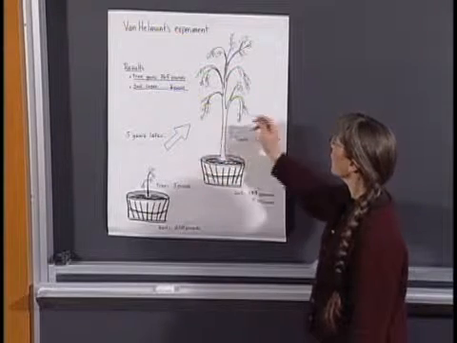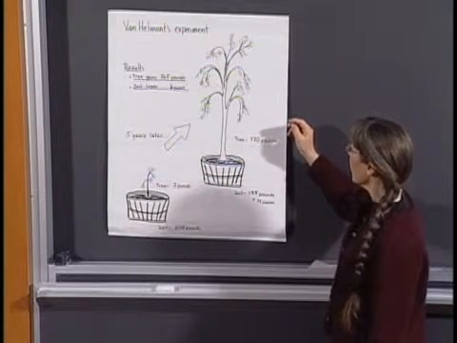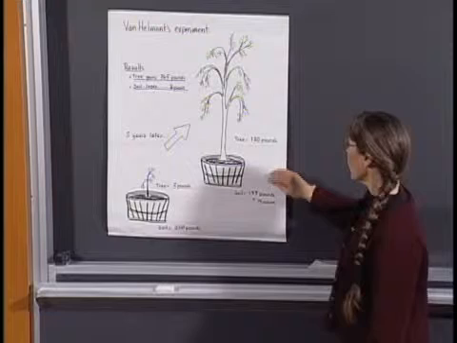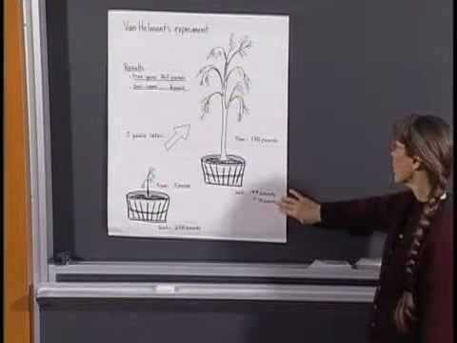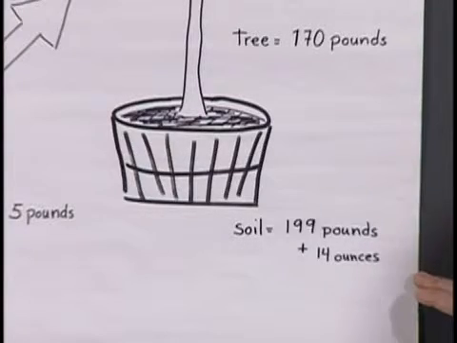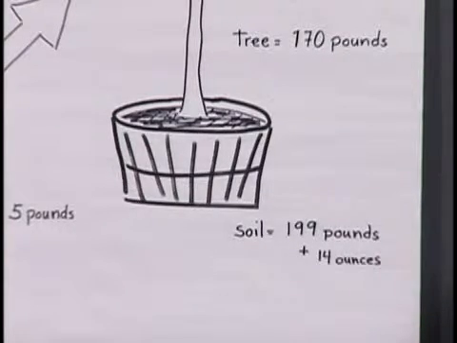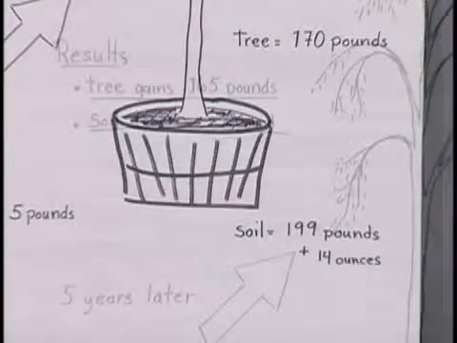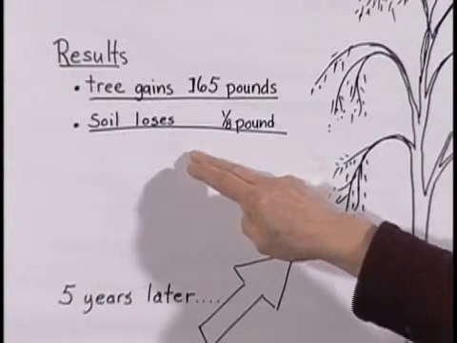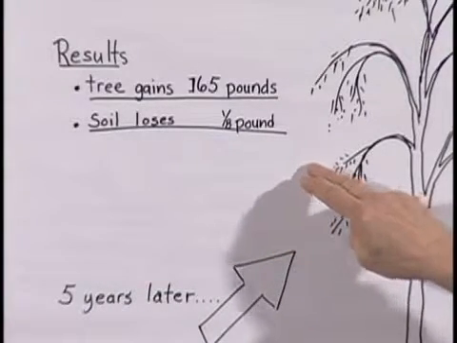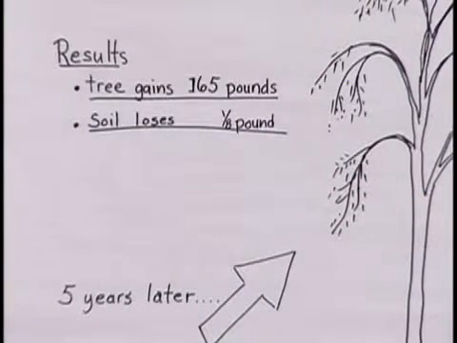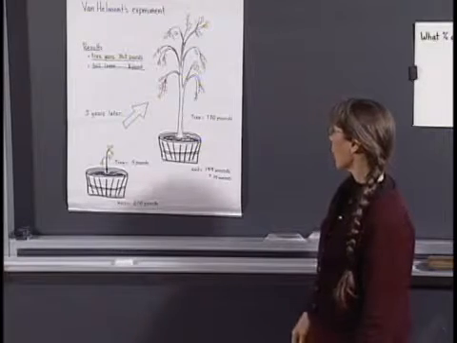So he continually watered the plant, and 5 years later, he dried the soil and reweighed it and found out that the soil had only lost a little bit, 2 ounces. However, the tree itself, when it was dried and reweighed, weighed 170 pounds. And so his results really showed that the tree gained 165 pounds. The soil only lost 1/8 of a pound. So there was not very much coming from the soil at all.